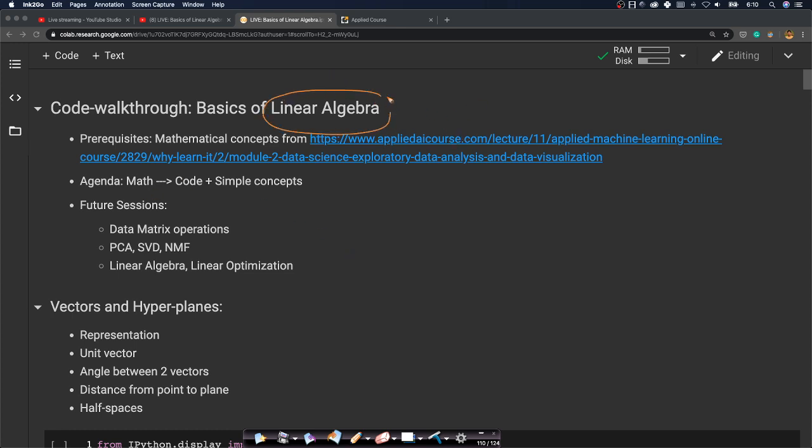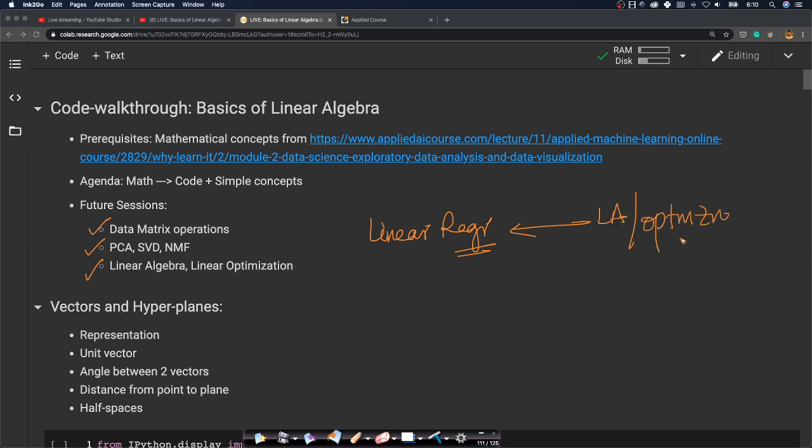First, we explain the basics of linear algebra, and then we go into each of these concepts later. Okay, so in future live sessions, we'll cover a lot of data matrix operations, principal component analysis, and all the factorization methods. Also, a lot of linear algebra books include linear regression. Linear regression can be covered from a linear algebra perspective and also from an optimization perspective, right? So in our course, we cover it from both perspectives, and we'll cover it in future sessions. There is also linear optimization, which is related to linear concepts in linear algebra. We'll cover that in future sessions, right? That's why I wrote basics of linear algebra. There are many other concepts that we'll cover in future sessions as per our course syllabus, okay?